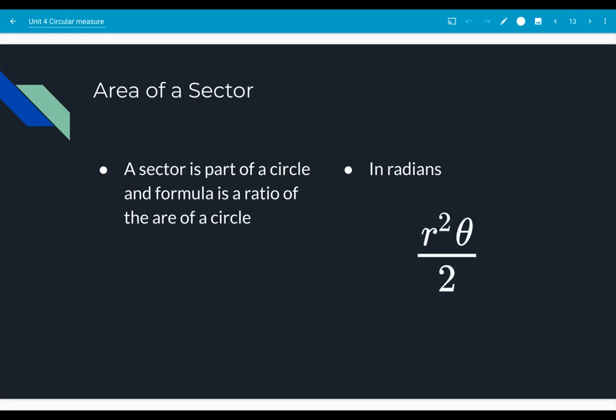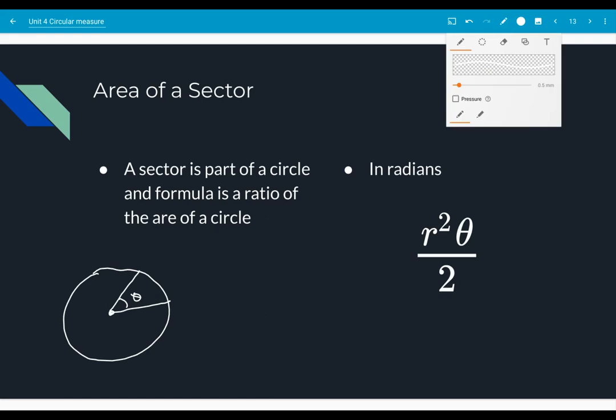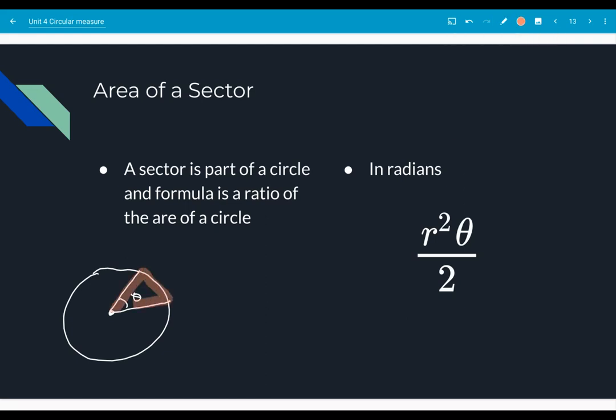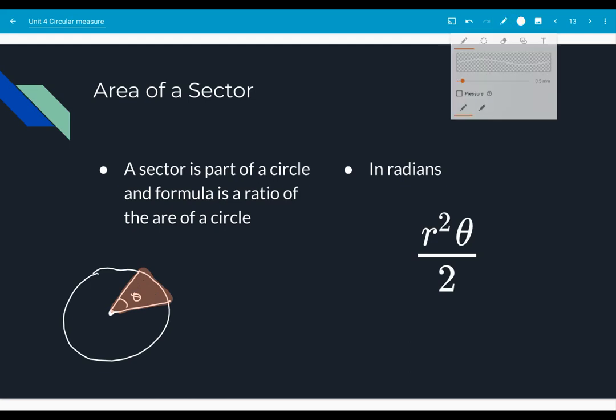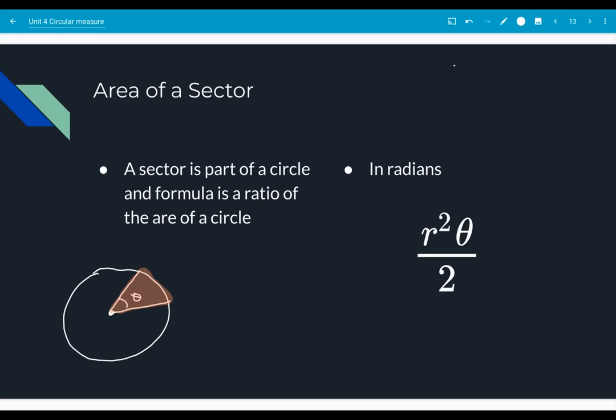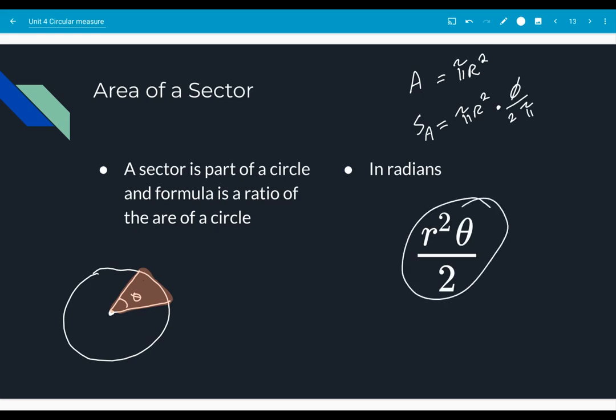Now we have area of a sector. A sector is simply part of a circle. Think of it as a slice of pizza. And this formula tells us how we can find the area of that pizza slice, which is r squared theta over 2. Again, pi r squared is the area of a circle, and if we want the sector area, we're going to have the whole circle times some fraction of the circle. So that's where our formula for area of a sector comes from. Both area of a sector and arc length are on your formula sheet, so you don't need to memorize them, but you do need to know how to use them.